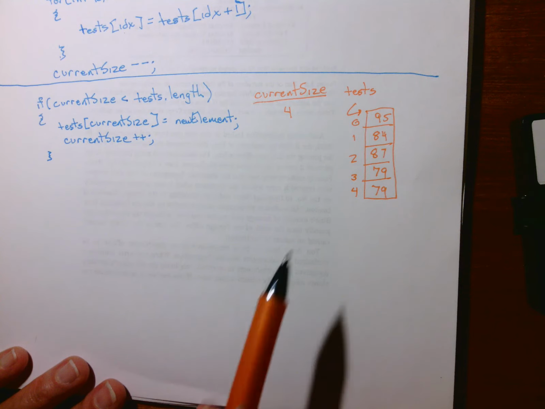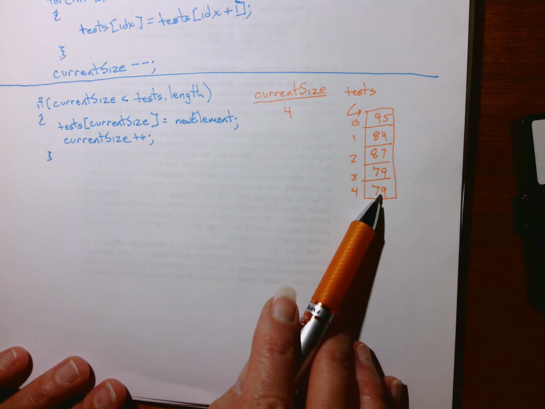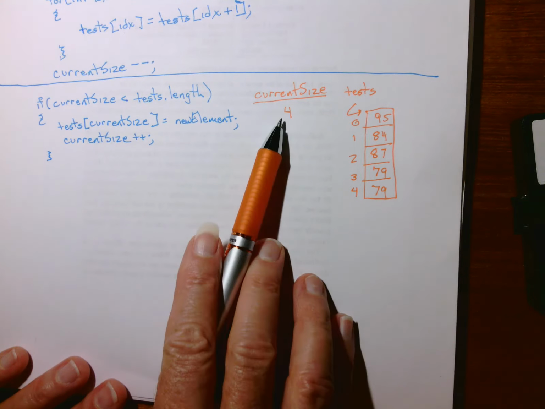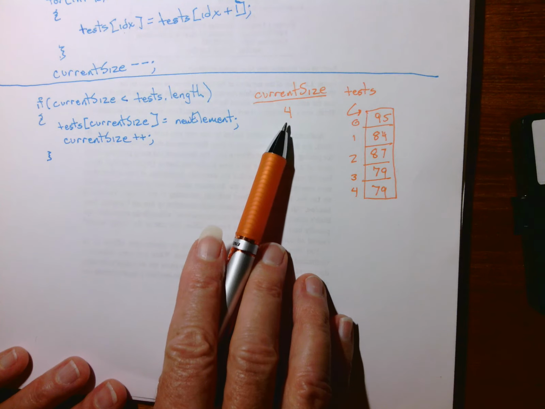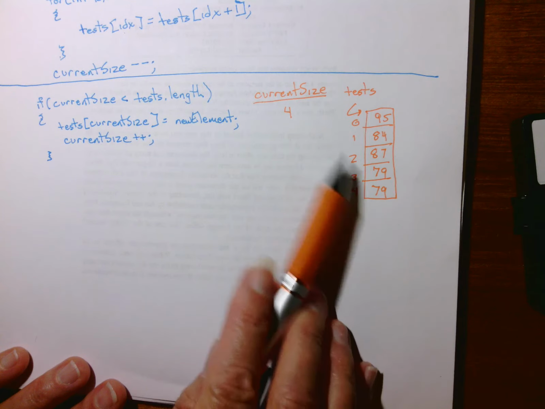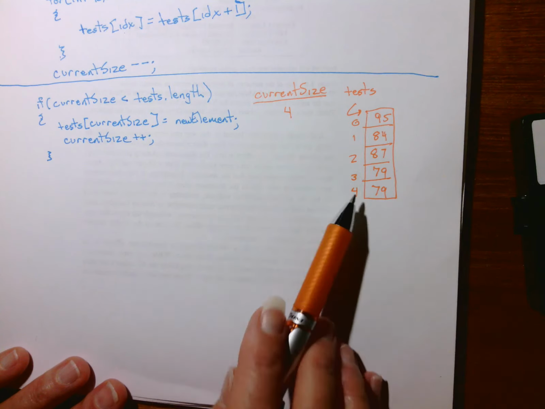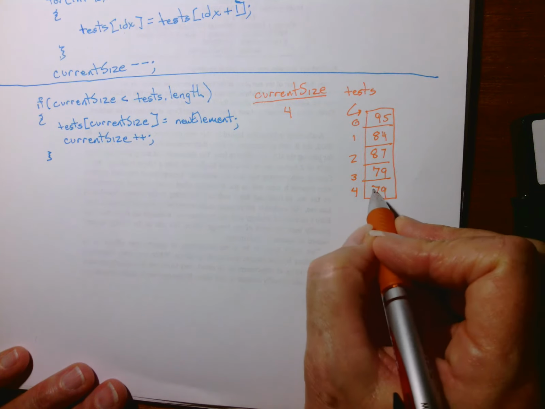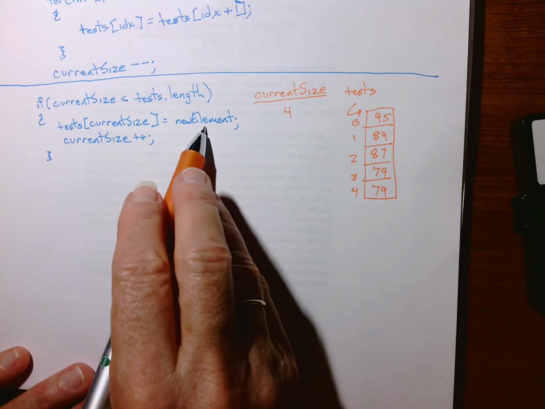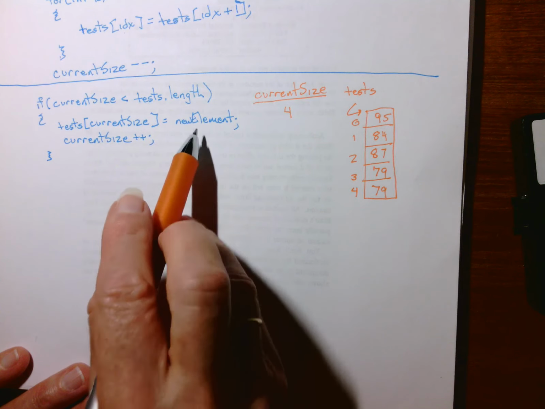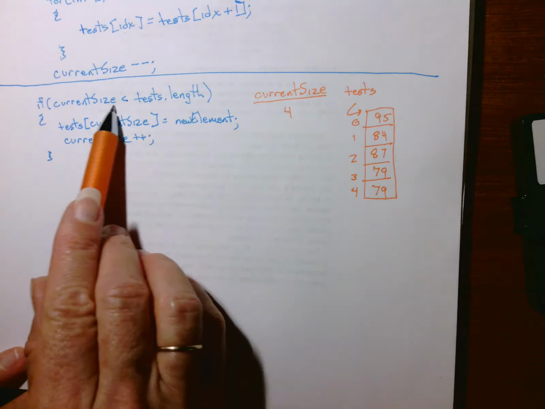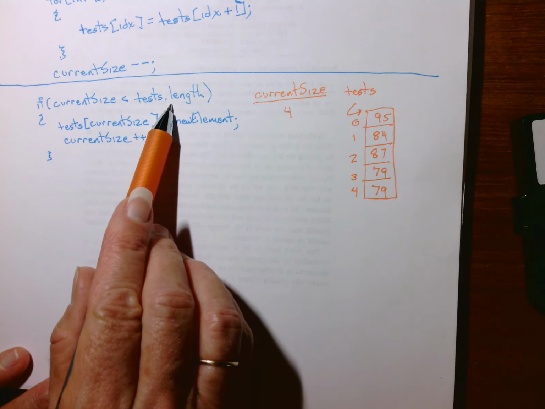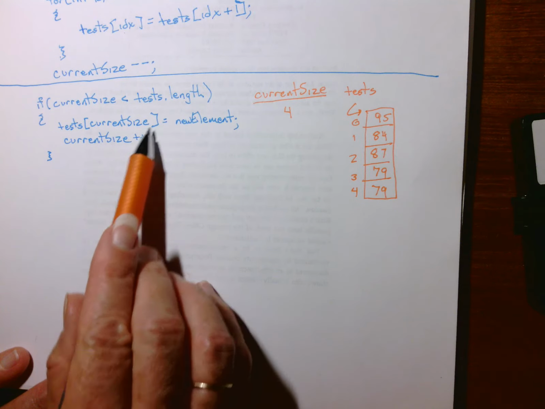Given that our array is not sorted, we could just add the element at the end. Notice our current size is keeping track of how many elements we currently have in our array, and we're only using the first 4 because current size is equal to 4. We're not using this last element here, the 5th element. But if we wanted to insert a value there, let's say 99, if new element contained 99, we would first check to see if current size is less than tests.length. 4 is less than 5, so this is a true if statement.